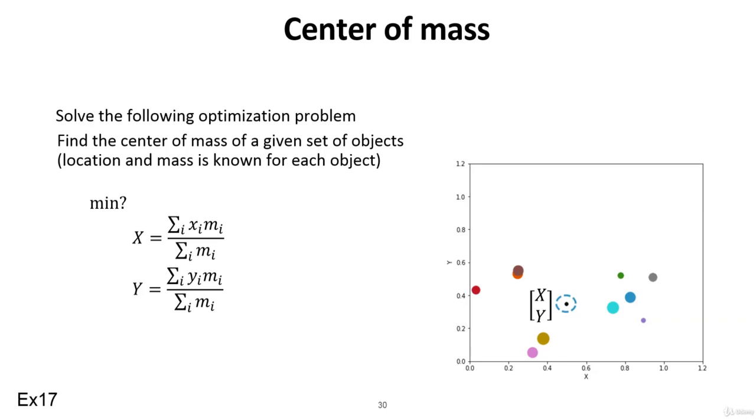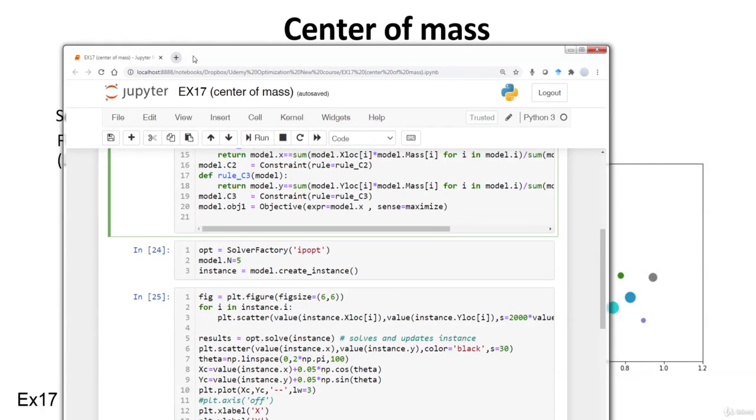Okay, so based on the formula, we know that the x of the center of mass is calculated using this formula: x_i multiplied by the mass of object i, do the summation over i, divided by the summation of all masses. The same formula applies for the y coordinate. Okay, so let's have a look at the Python code for this purpose.